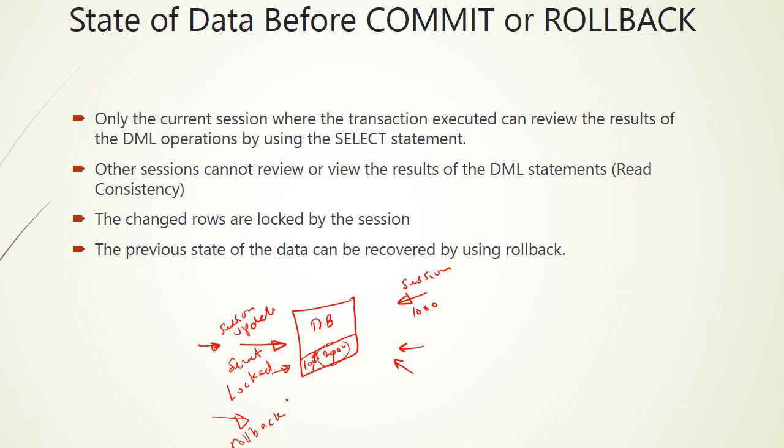So this is the state of data before commit or rollback. As long as the transaction is active, the new data cannot be seen by other sessions. You are the only one that can see the data by using a select statement, and the records being updated are locked and cannot be updated by other sessions.